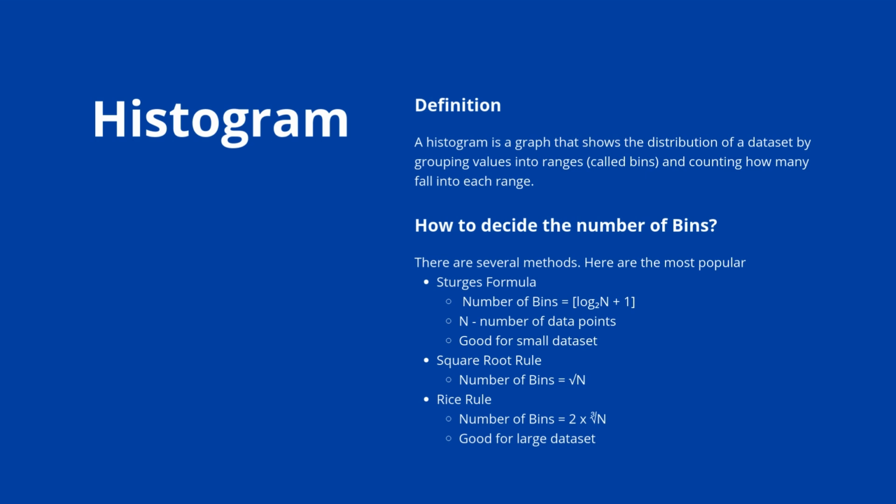Histogram is a graph that shows the distribution of a data set by grouping values into ranges, that is, bins, and counting how many fall into each range. A histogram looks like a bar chart, but instead of categories like foods or brands, a histogram uses number ranges like 10 to 20, 20 to 30, etc.